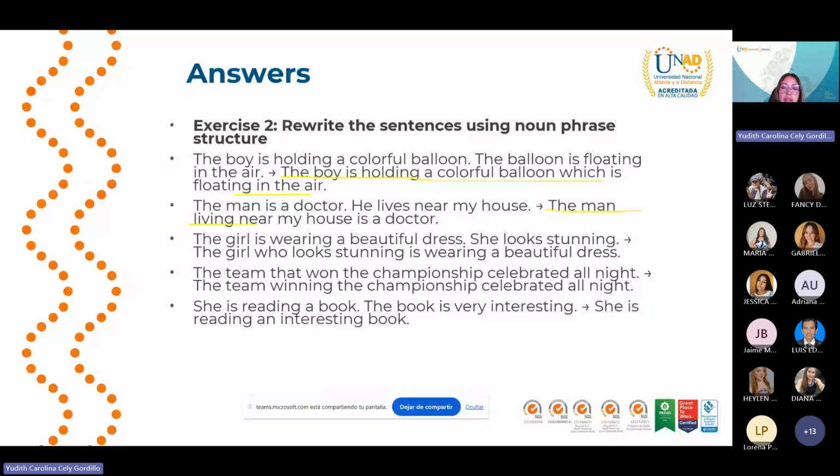Fancy, can you hear me? Lorena: Yes, can you hear me, teacher? Okay, go ahead. You read.